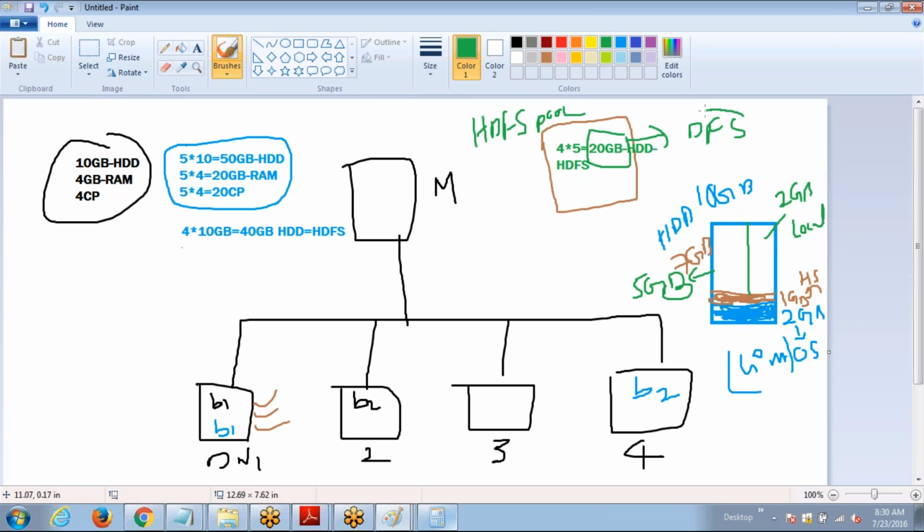What is DFS? Distributed file system capacity. What is your Hadoop DFS capacity if they are asking? It is the contribution of n number of data nodes that makes up the DFS capacity. What is non-DFS capacity here in your Hadoop cluster?